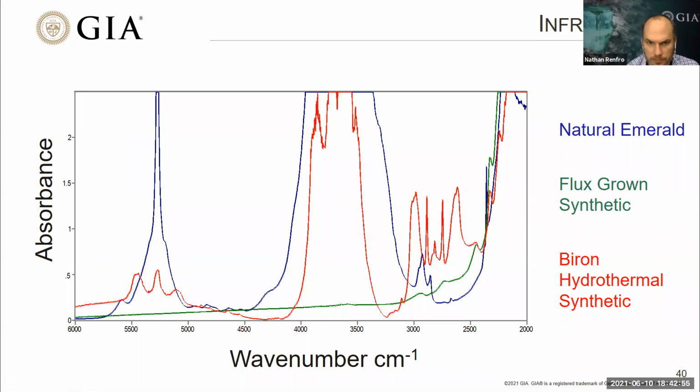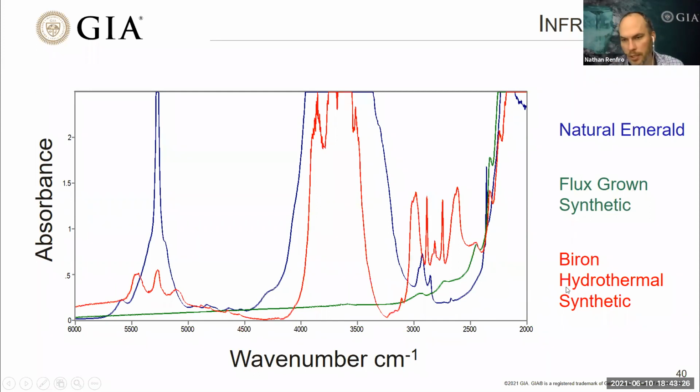and we can gather some important information about that spectrum. And so if you look at the blue trace here, this is the characteristic spectrum of a natural emerald. These large features here are related to water primarily. And since emeralds form in aqueous types of environments, there's a lot of water present. And then if you look at this flux grown spectrum, you'll notice that these big tall water features are not present. And so that's diagnostic of flux origin.